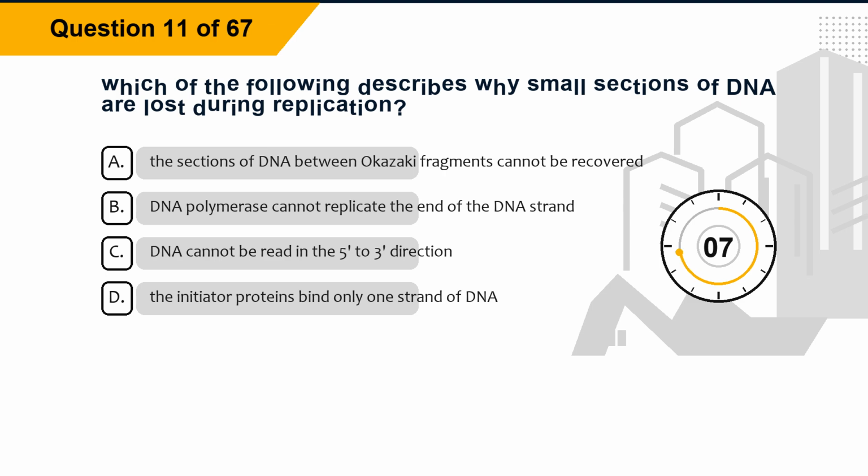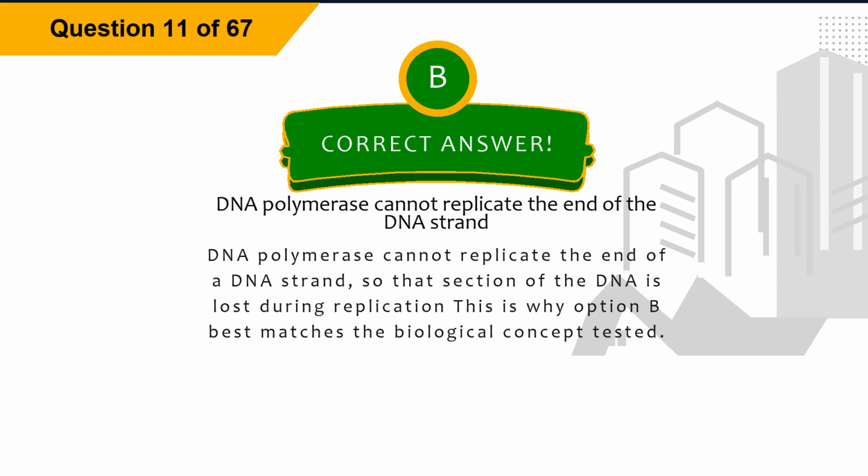DNA cannot be read in the 5'3" direction. Option D. The initiator proteins bind only one strand of DNA. The correct answer is option B. DNA polymerase cannot replicate the end of the DNA strand. Explanation. DNA polymerase cannot replicate the end of a DNA strand, so that section of the DNA is lost during replication. This is why option B best matches the biological concept tested.